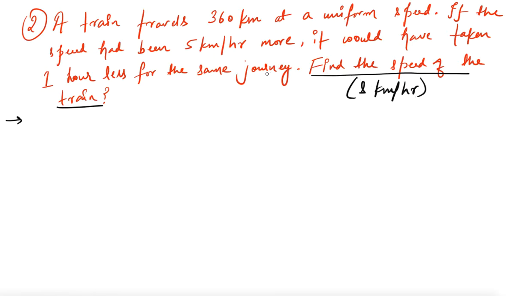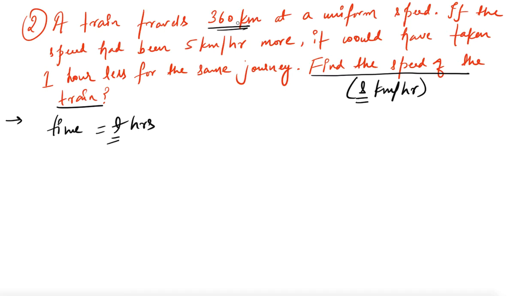Okay, can you see any other unknown in this question? If the speed had been 5 kilometers per hour more, it would have taken 1 hour less. So there is something about time. So let us assume that the speed is s kilometers per hour and the time taken to travel 360 kilometers is t hours. So I have two unknowns, s and t. Now reread the question and try to formulate a mathematical equation based on that.